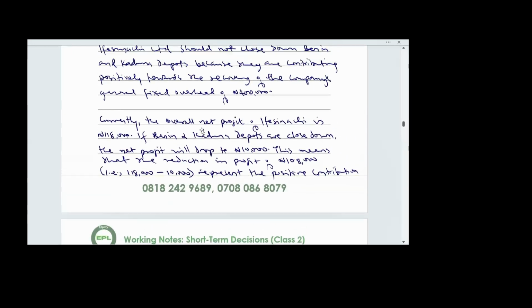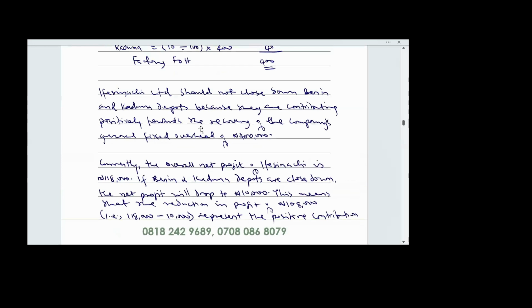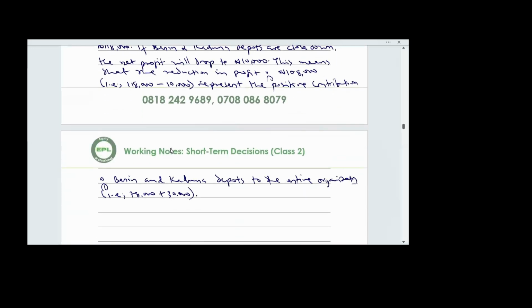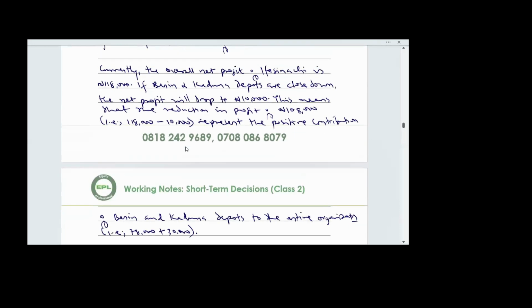So that's it. We've already made our point that the company should not close down Benin and Kaduna depots. That's the question. Let me know if you have any concern on what we have done so far, so that we can move to the next one. We are moving to make or buy decision. Let me know. Do you have any question under this, Ife, Sinachi, before we proceed to the next one?